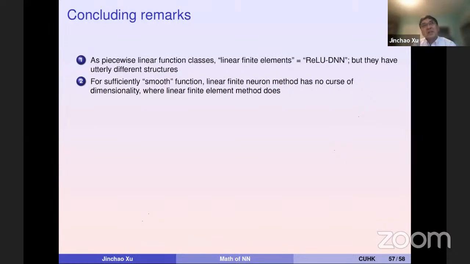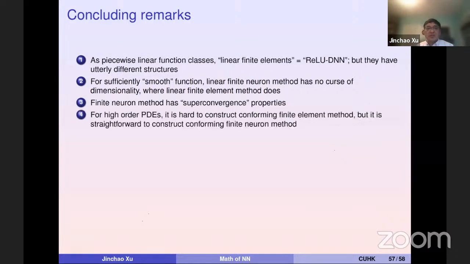but when you say no curse of dimensionality, we have to be careful. Make sure that your function is in the right functional class. We can actually prove that a certain class of functions satisfies this property. Then this piecewise linear function based on neural networks has no curse of dimensionality. But if you do linear finite element, you cannot do high-dimensional problems. Again, I mentioned the finite neural method has superconvergence properties, but how you actually realize the superconvergence property still has lots of issues.